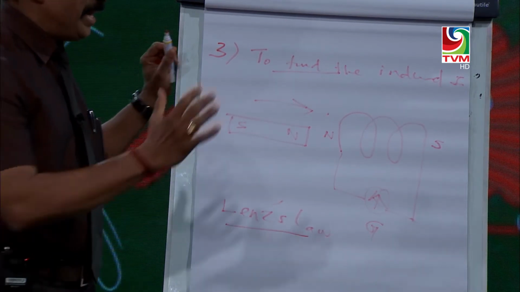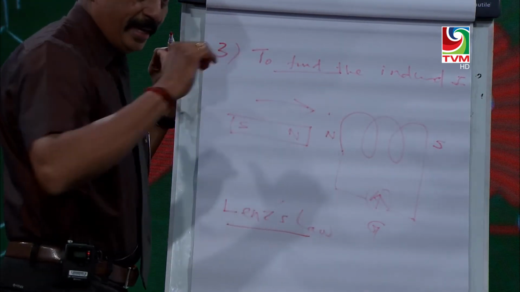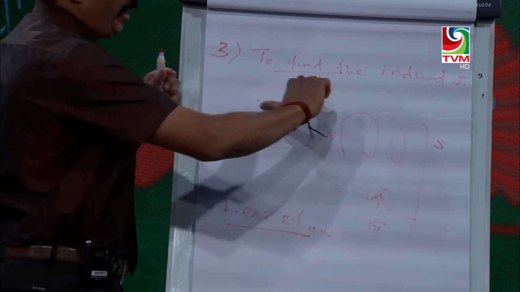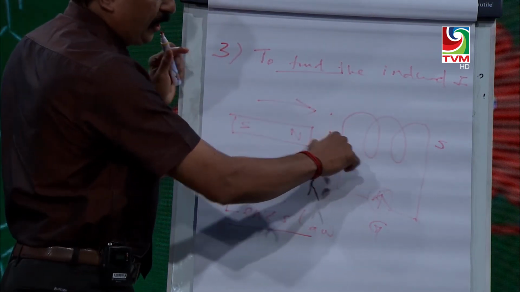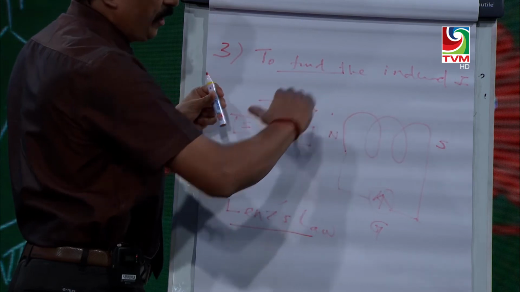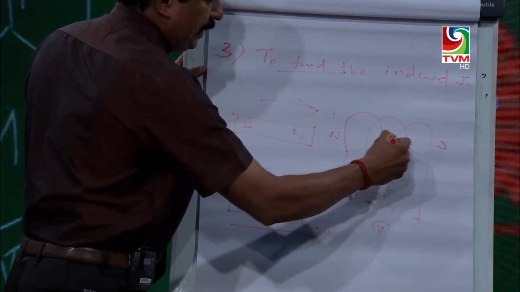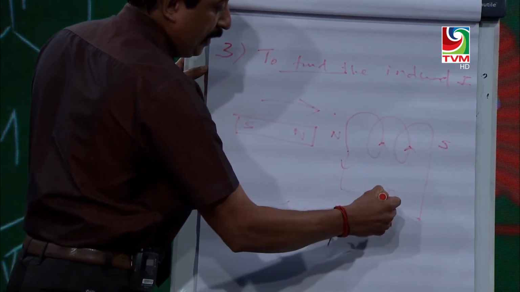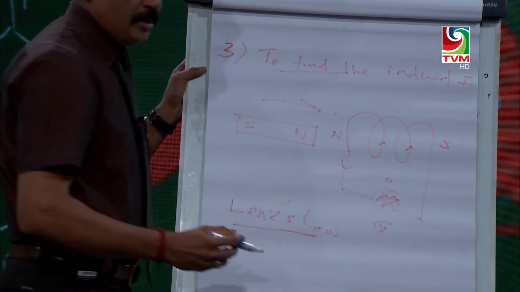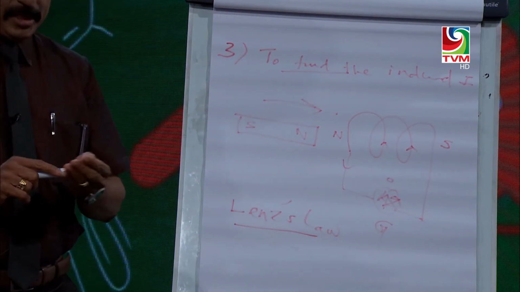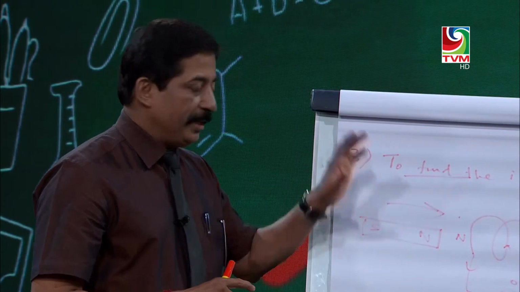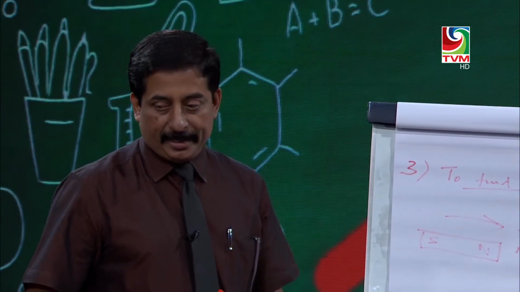Imagine gripping the solenoid by using your right hand in such a way that the thumb points to the north pole. Then the fingers give the direction of the induced current. The current will be like this and goes this way. The deflection will be to the right side of zero. So here there are three applications. One is to find the poles, the second is to find the direction of the induced current, and the third is to find the direction of the magnetic field lines around the straight conductor.